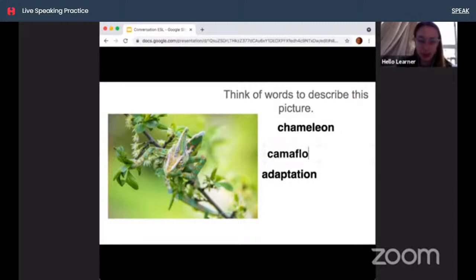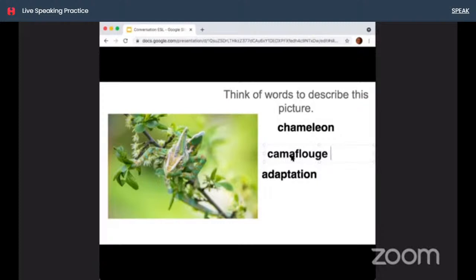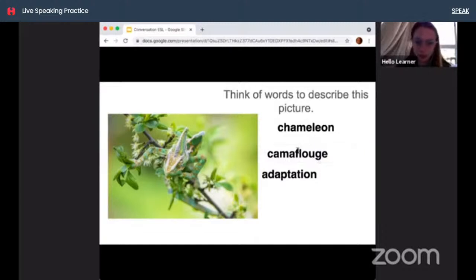Has anyone heard that before? Camouflage. Yes, ma'am. Ma'am, army also use camouflage dress while in war. Excellent. Yeah. So yeah, they use it in war.